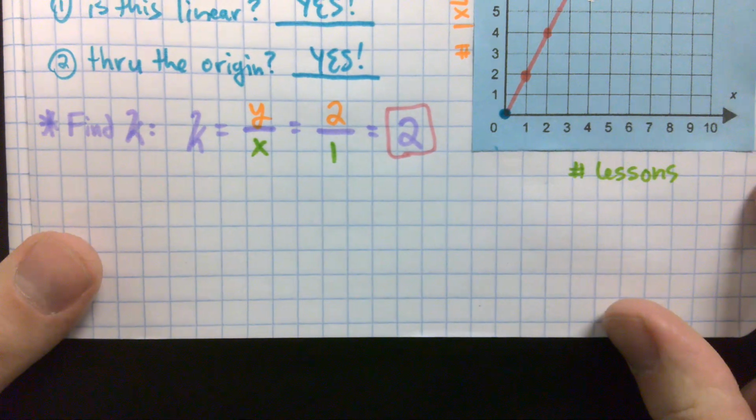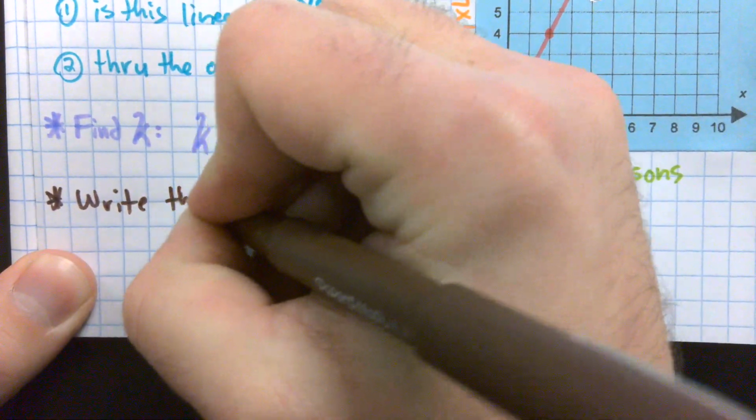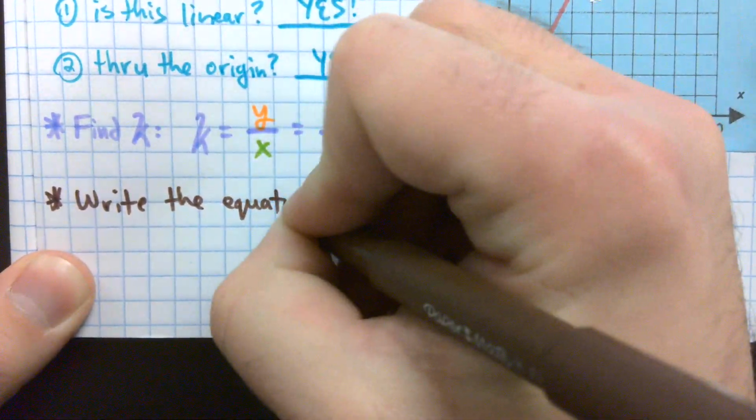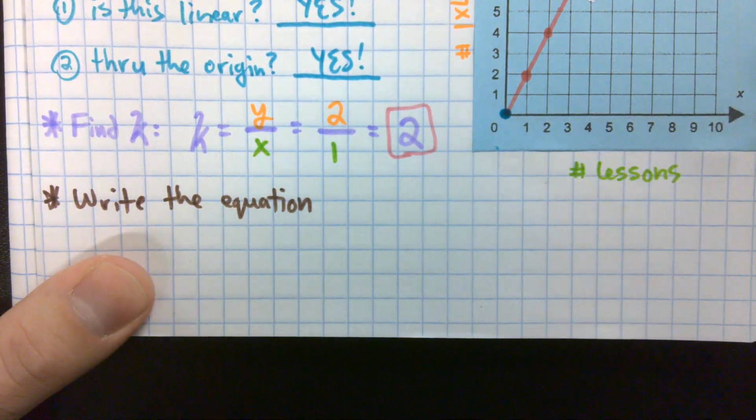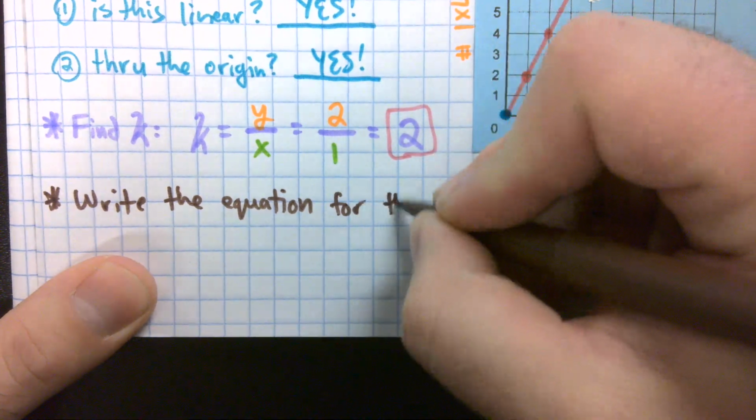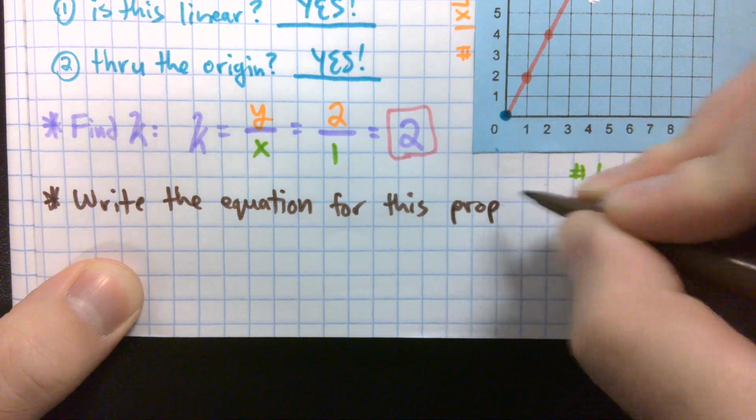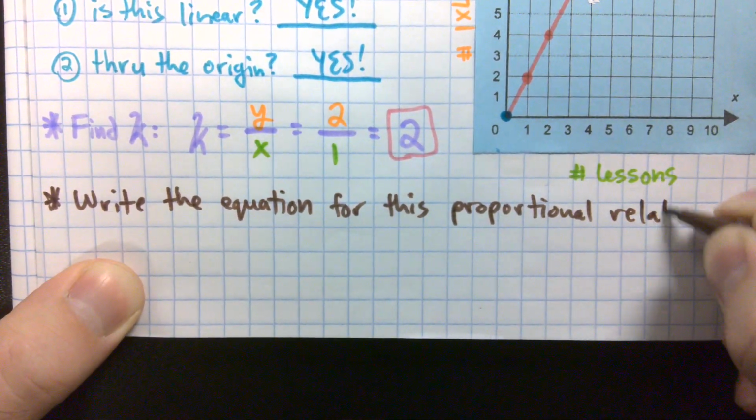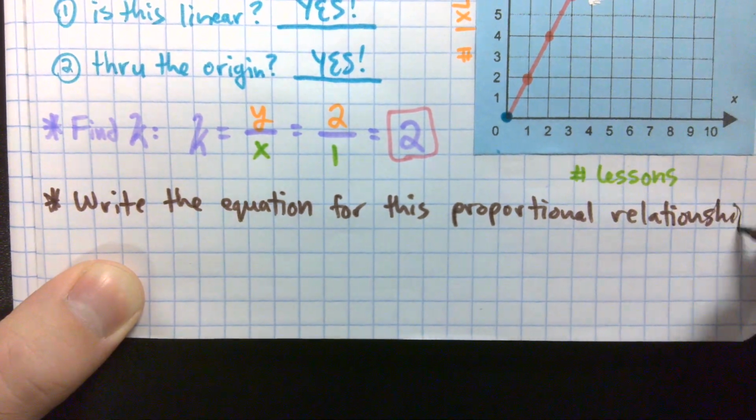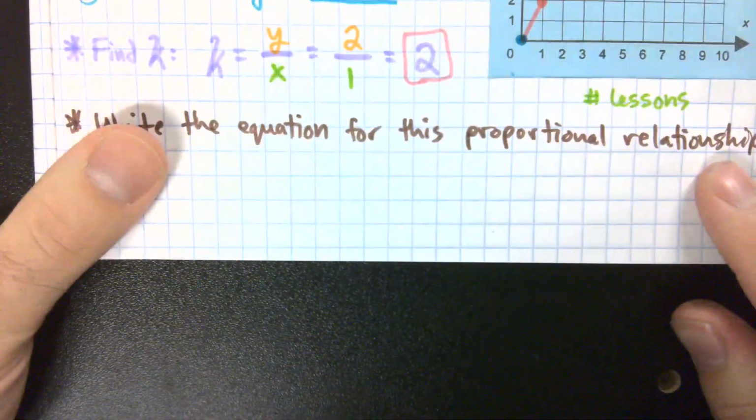I know I said that was the last step. We have one more thing to do. I know it seems like a lot right now, but once we actually get practicing it, it won't be that bad. Write the equation for this proportional relationship. This is super easy, don't worry. Write the equation for this proportional relationship.